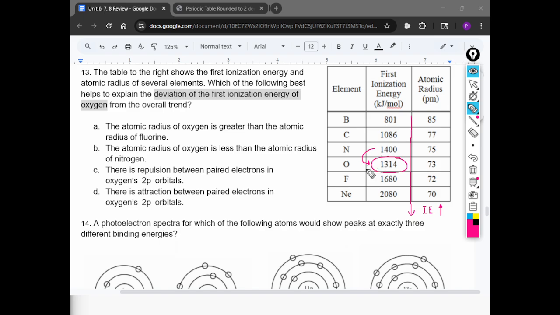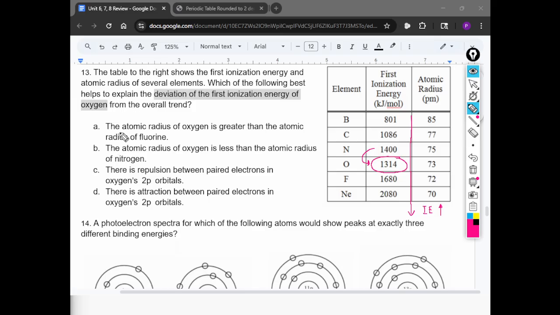So again, the observation is that oxygen, even though it's more right on the periodic table, it's easier to remove that first electron than with nitrogen. And basically the question is asking, why is that the case? So let's go through our options and let's see what they say.